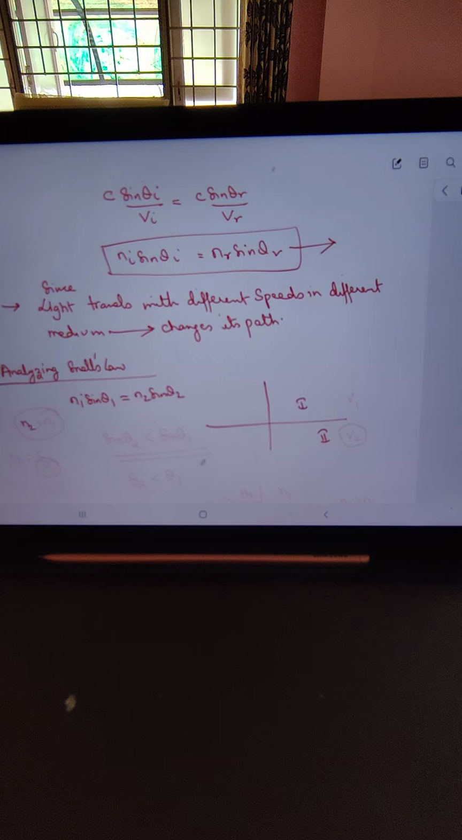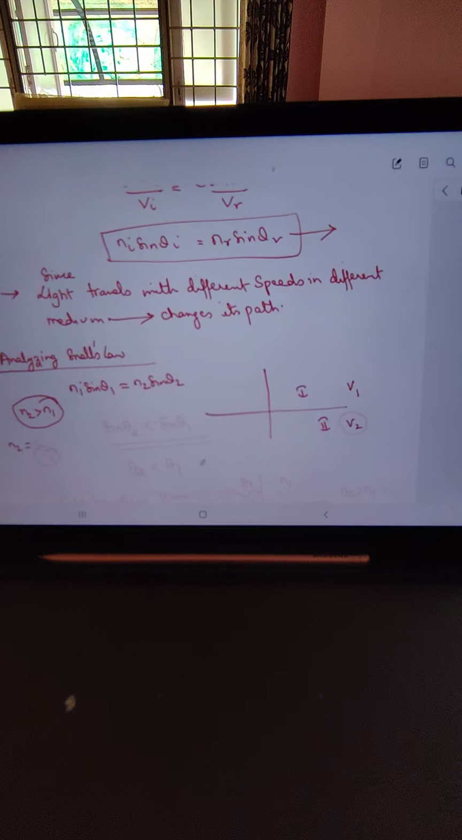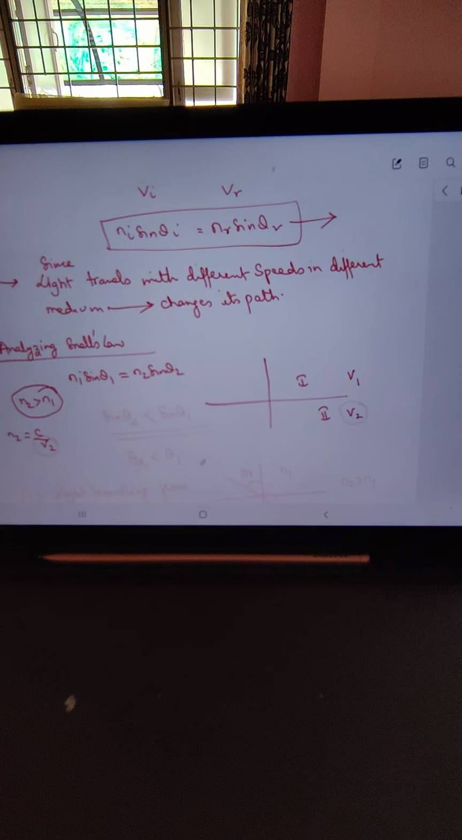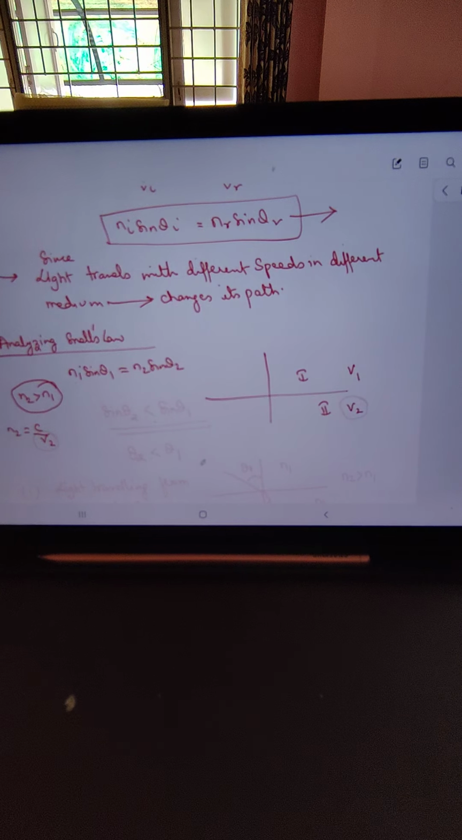Now let us consider n2 to be greater than n1. If n2 is greater than n1, that means light travels with a slower speed, because n2 is c by v2, right? So if n2 is greater, then v2 is lesser. Basically, a denser medium means the light is traveling at a slower pace in that medium, with a lesser speed. That is what it means by saying that this medium is denser.